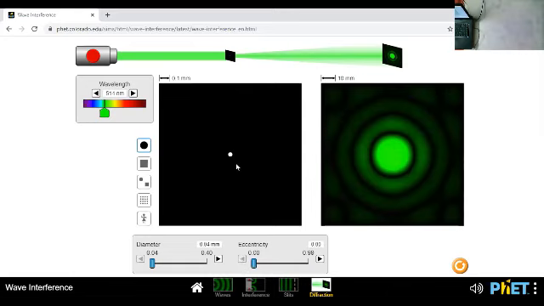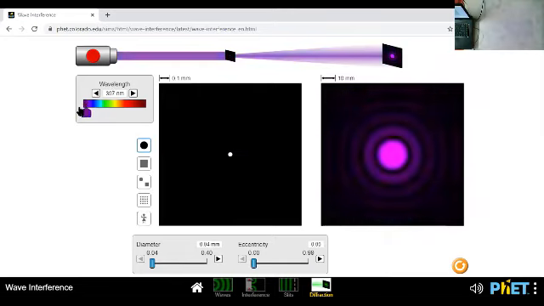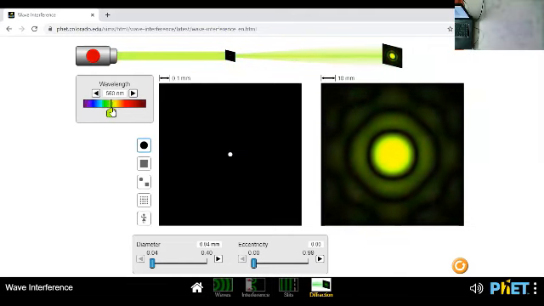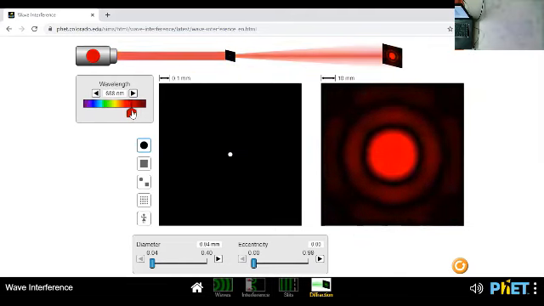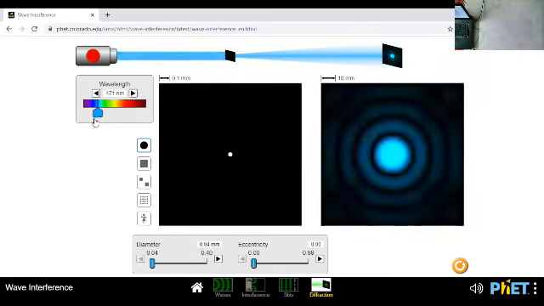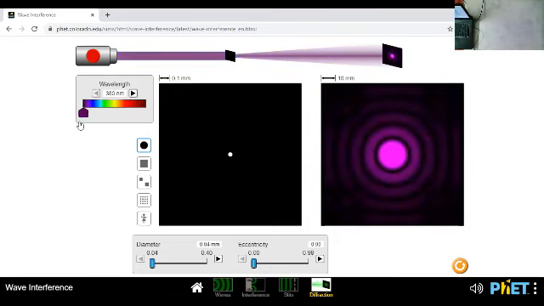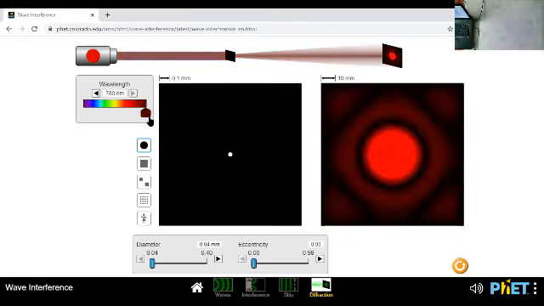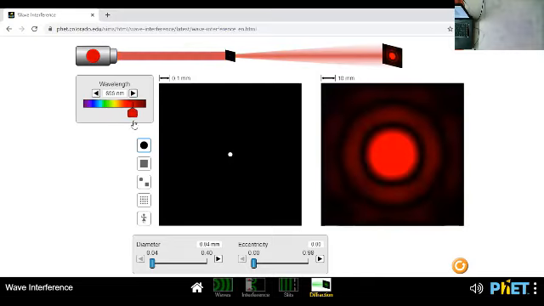Now when the small circle, I mean the obstacle, is very small, you can check here, the maxima is very small. But as I'm increasing the wavelength, the size of the central maxima is also increasing. So the fringe width or the central maxima is directly proportional to the wavelength. Higher the wavelength, higher will be the maxima. Higher the wavelength, higher will be the width.